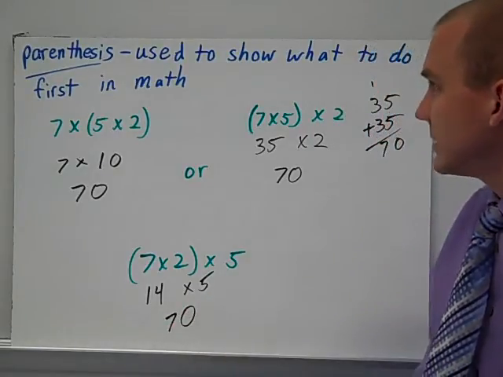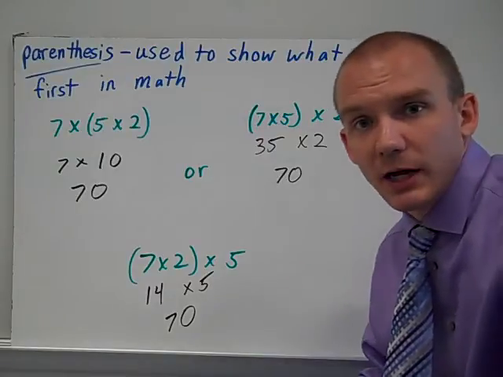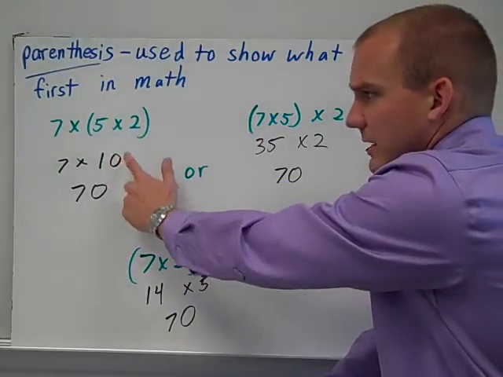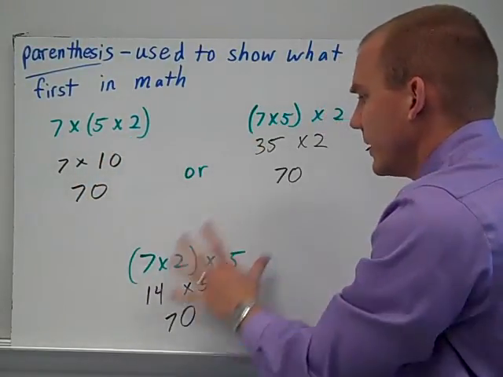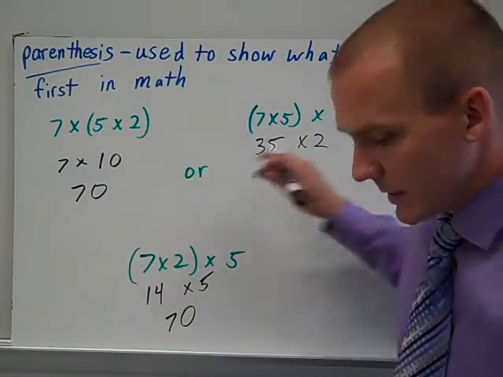You can kind of see that depending on which way you choose, one is often a lot easier than another. Sometimes they're all easy, but in this case, this one right here was pretty easy. 5 times 2 is 10, and then 7 times 10 is 70. Might be a little bit quicker than doing it the other two ways, so this might be the easiest way here.